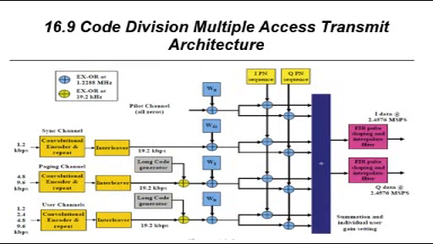Code division multiple access transmit architecture. The transmit circuit in IS-95 and CDMA 2000 is the diagram shown below, and the I and Q quadrature parts are mixed or XORed with separate PN sequences. These PN sequences constitute the pilot channel.